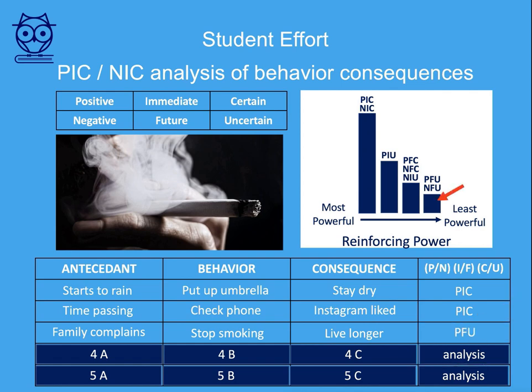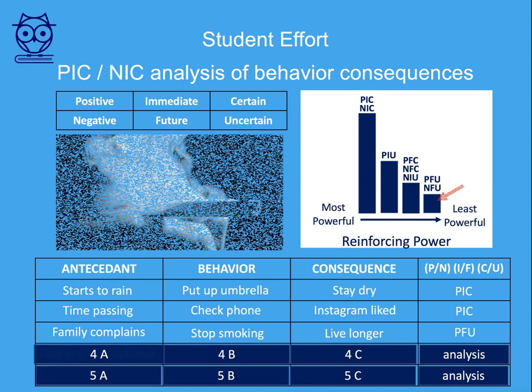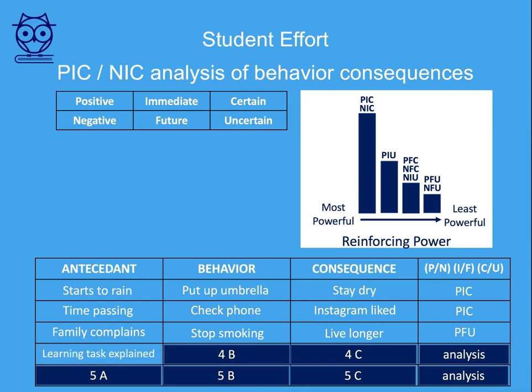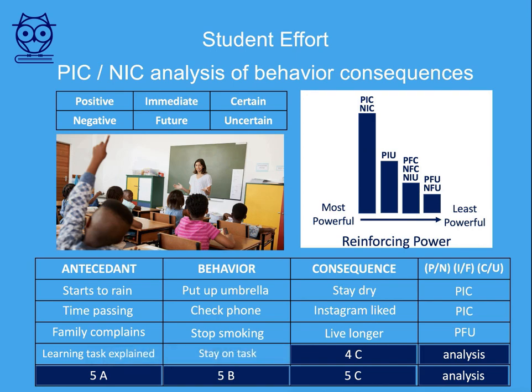Of course, there are other consequences of the behavior of no longer smoking that could be analyzed, but quitting to live longer has low reinforcing power. Example 4, antecedent. Teacher explains learning task or activity. The behavior we are looking for is the student stays focused on the learning task. And the hoped for consequence is that the student does well on an upcoming assessment.